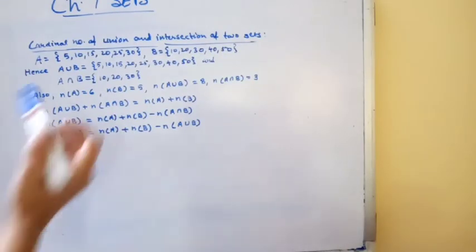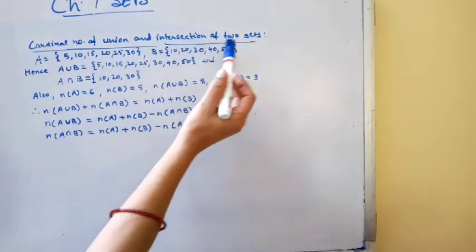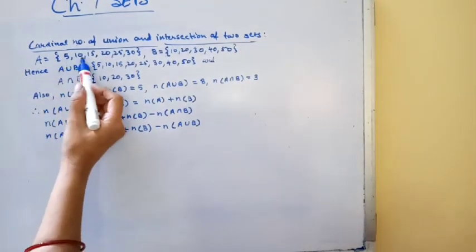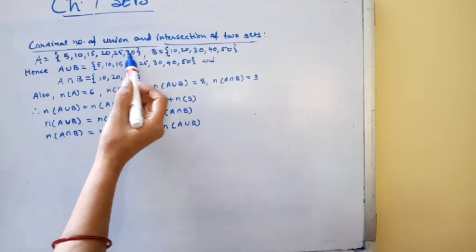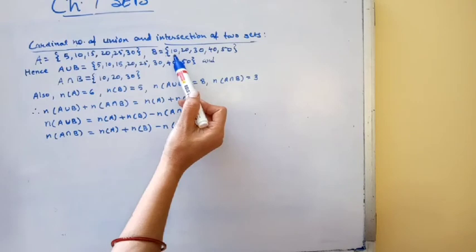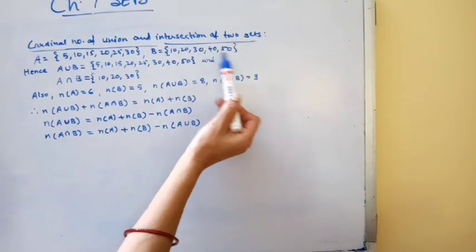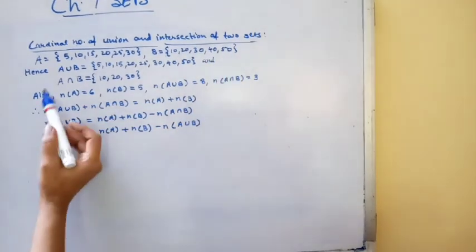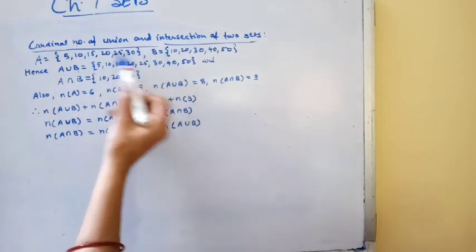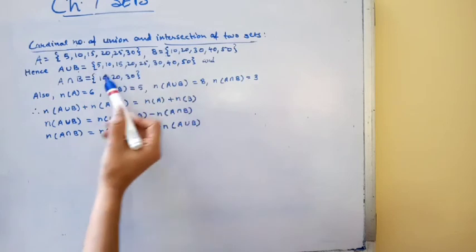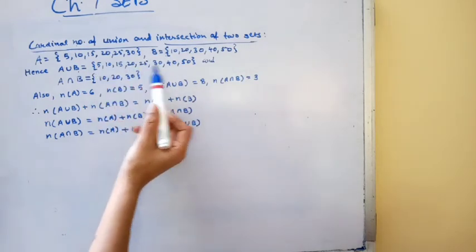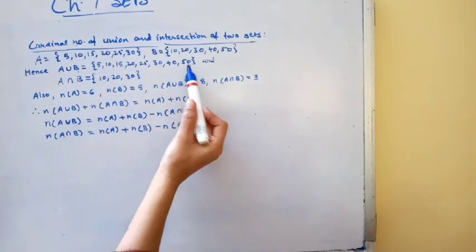Next is the cardinal number of union and intersection of two sets. Let set A contain elements 5, 10, 15, 20, 25 and 30, and set B contain elements 10, 20, 30, 40 and 50. Then A union B contains all the elements of A and B combined together. So we get 5, 10, 15, 20, 25, 30, 40 and 50.